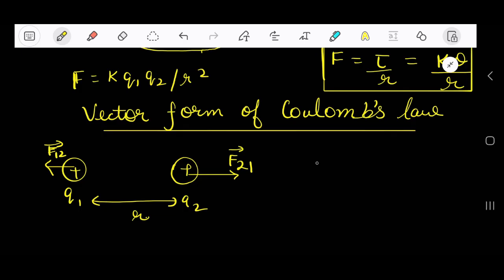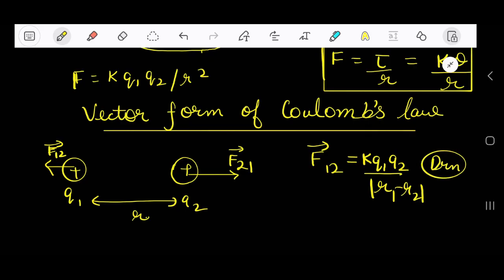So our expression will go like, if we write for the first body, force on 1 due to 2, we'll be writing magnitude and R1 minus R2. So this is the magnitude, and here we'll be writing direction. So how do we have to write direction here? Direction of this charge is towards left.